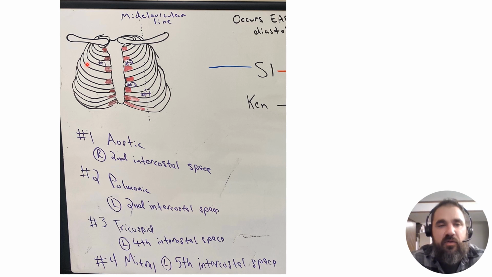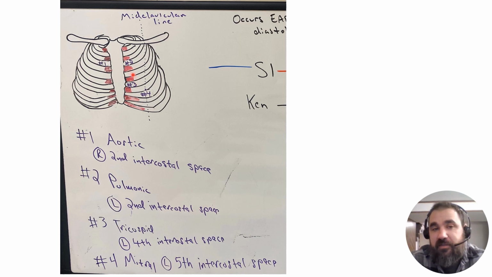You'll learn more about this from your nursing instructors. So number 1, this is the second intercostal space at the right sternal border. So right here. Right second intercostal space just at the border, just lateral to the edge of the sternum. I got it. Number 2 is the pulmonic valve. So we listen to that in the left second intercostal space, right at the sternal border.